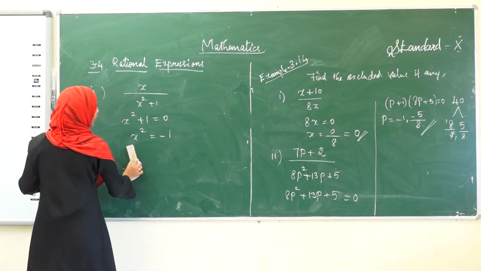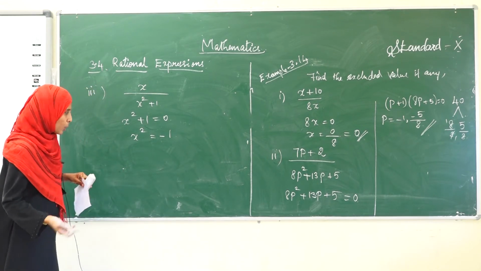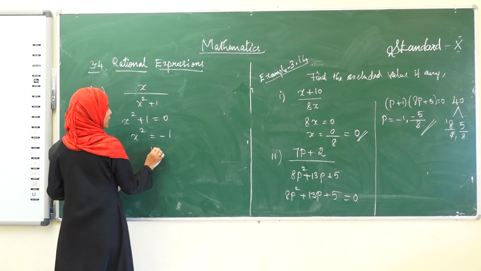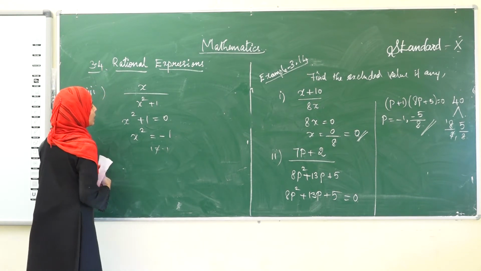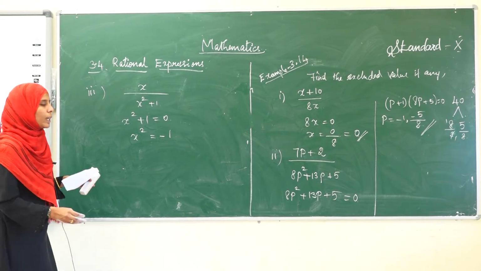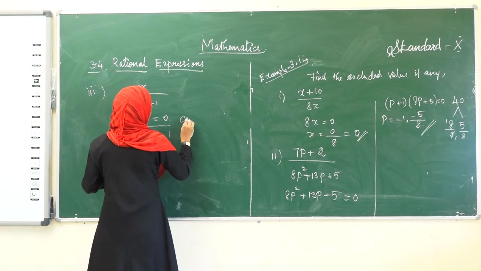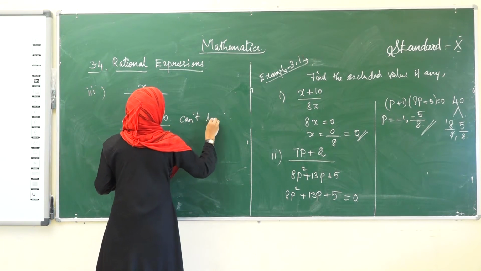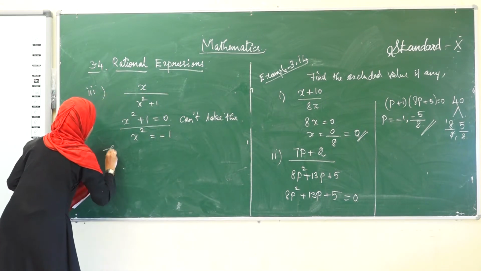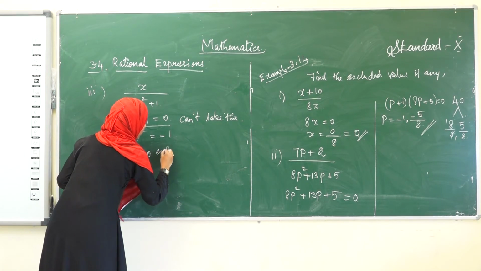See, before finding this, the value of x square is equal to minus 1. Is this possible? Substitute some value, for example 1. 1 square is 1, and 1 is not equal to minus 1. This is not possible. Similarly, the square of any number will be only positive. But here we got minus 1. So, we can't take this. We cannot take this. Therefore, there is no excluded value.